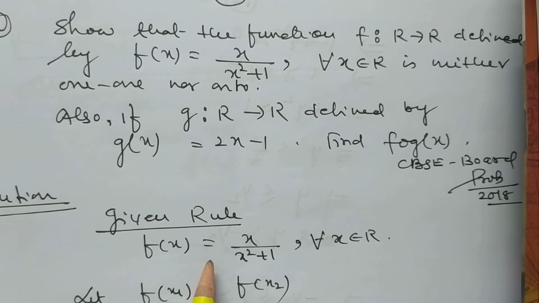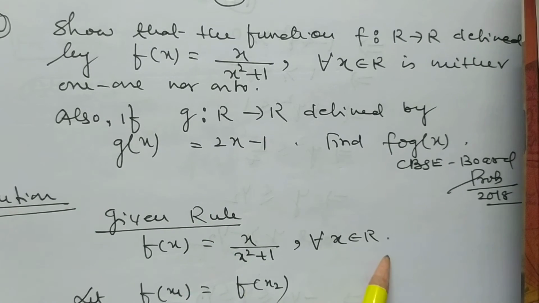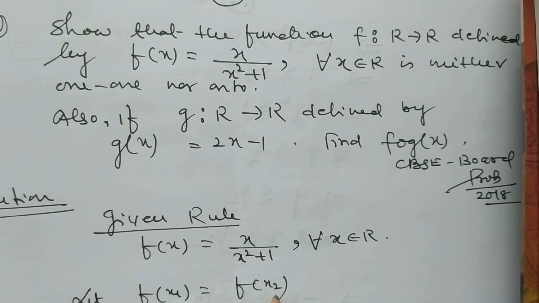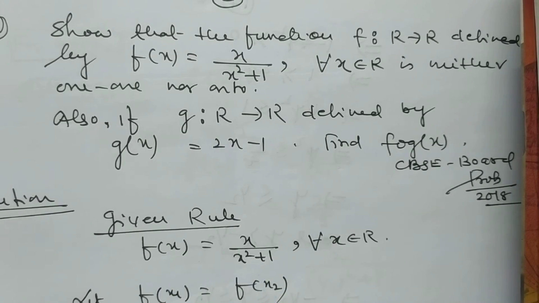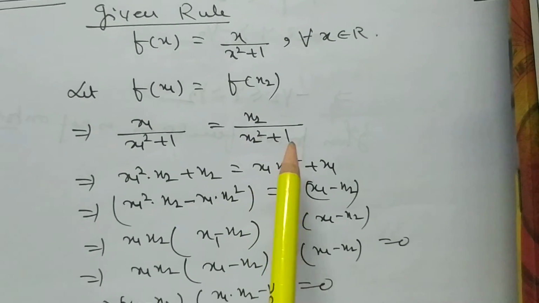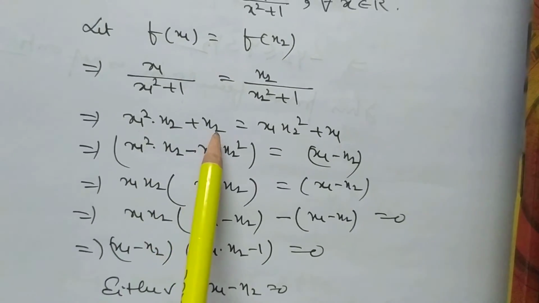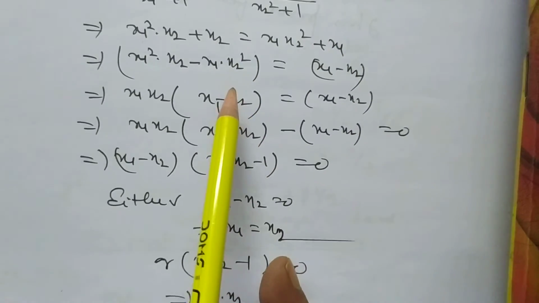The given rule is f(x) = x/(x²+1) for all x belongs to R, and we consider here image of x1 is equal to image of x2. So we write x1/(x1²+1) = x2/(x2²+1), which gives x1²x2 + x2 = x1x2² + x1.